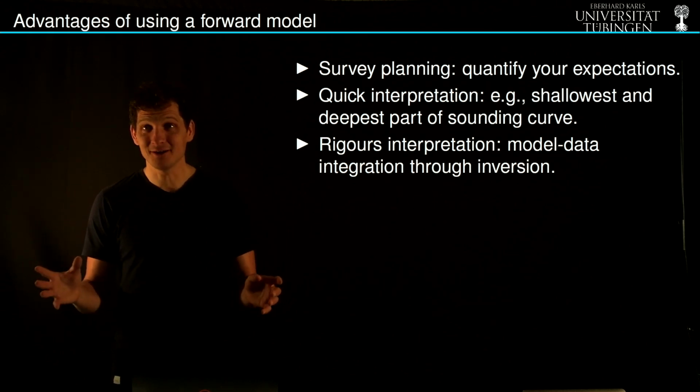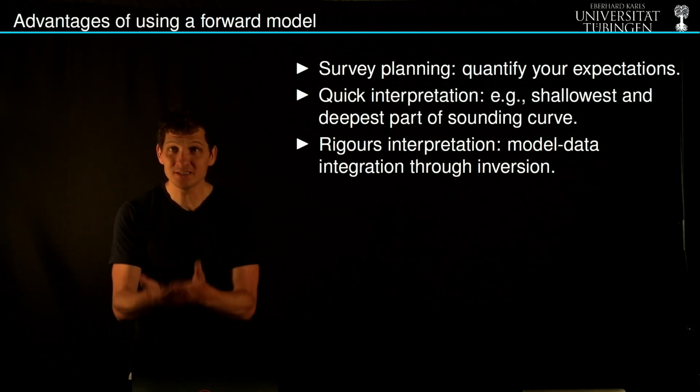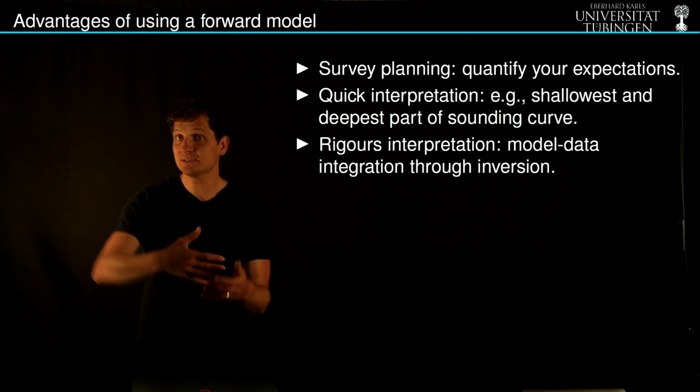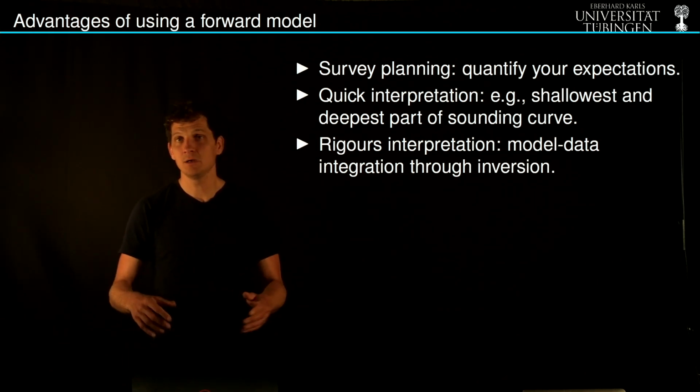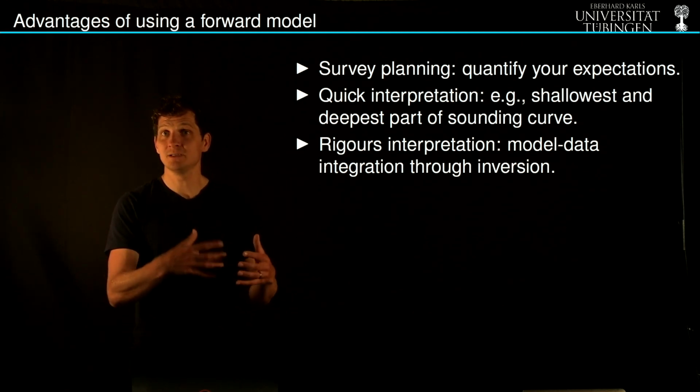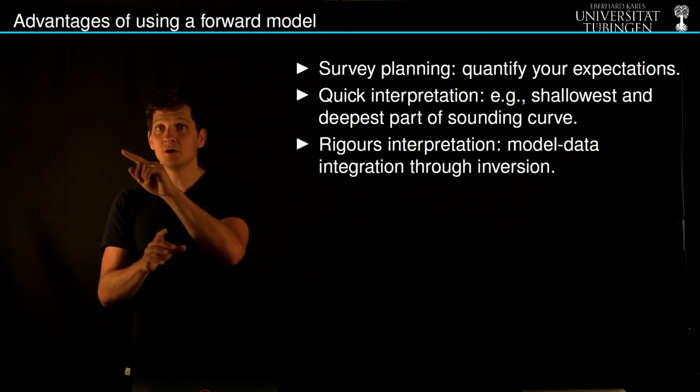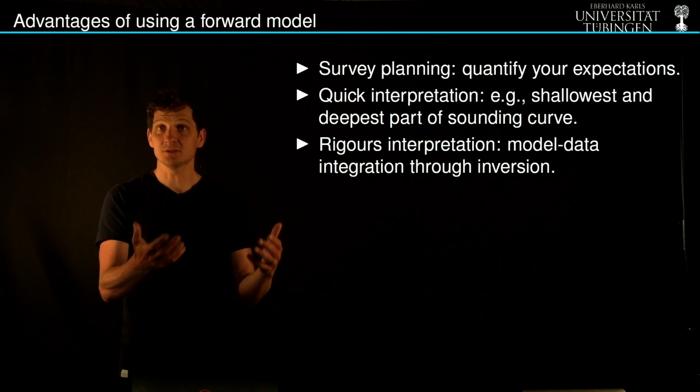integration, which we call inversion. Yeah? And this is the same principle that we already encountered in, let's say, the gravity method. Yeah? In the gravity method, we also had a forward model. Given a certain prism in the subsurface, what is the gravity anomaly that I will measure at the surface? Yeah?